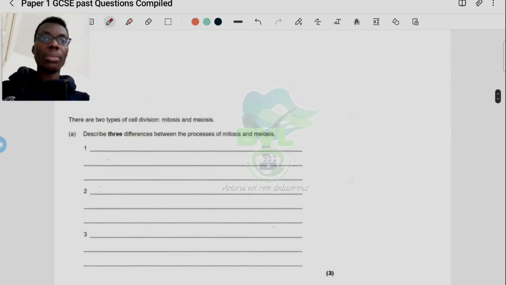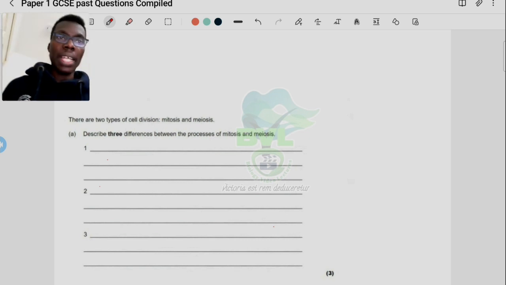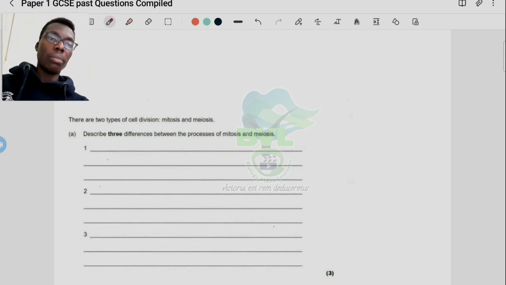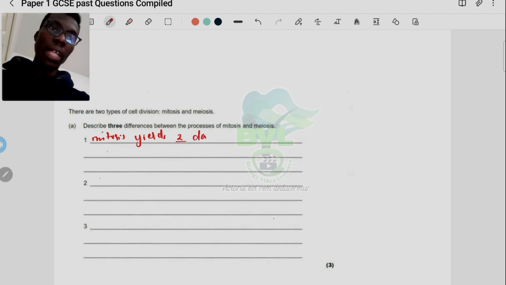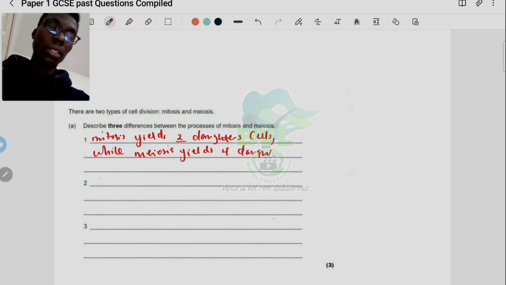Moving on. There are two types of cell divisions, mitosis and meiosis. Describe differences between the processes of mitosis and meiosis. 3 marker. Okay, let's start with mitosis. Mitosis yields two daughter cells, while meiosis yields four daughter cells. All right, that's one mark.